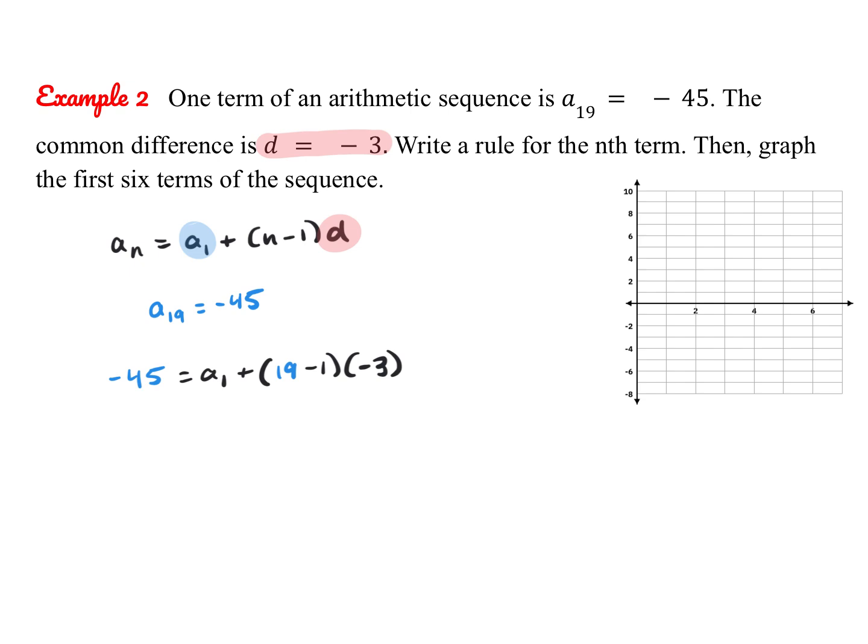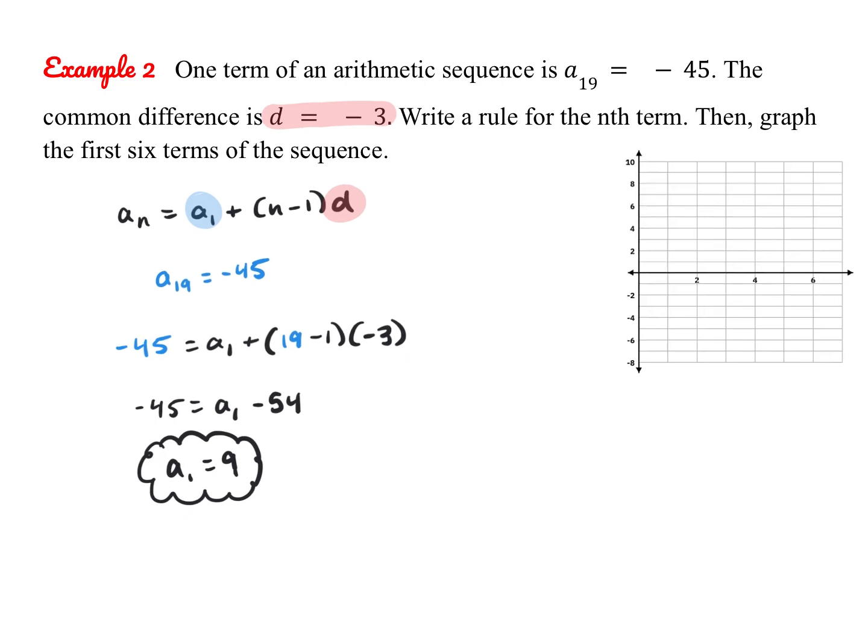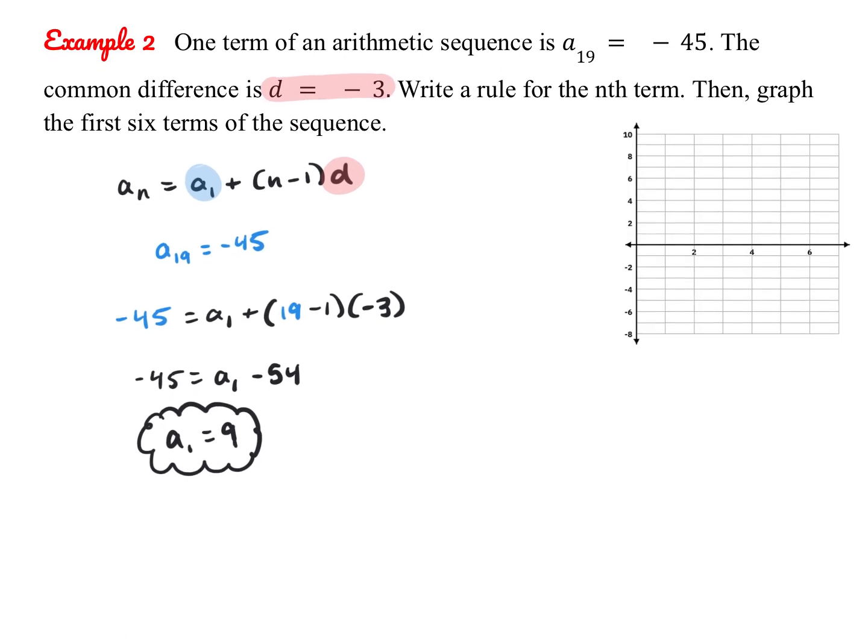So now I can solve for a sub 1. So we have negative 45 equals a sub 1 minus 54. So a sub 1 equals 9. So now I have that second piece of information that we need. And now I can make the rule for the nth term.